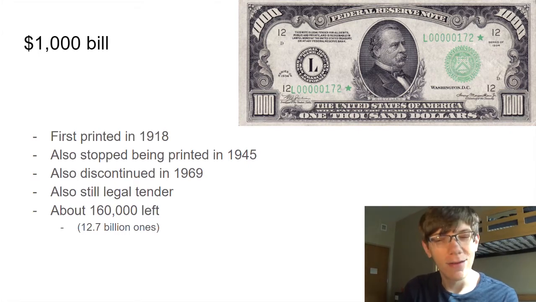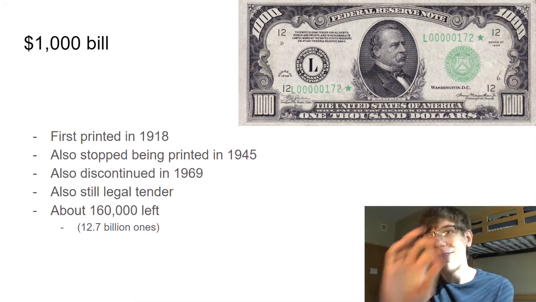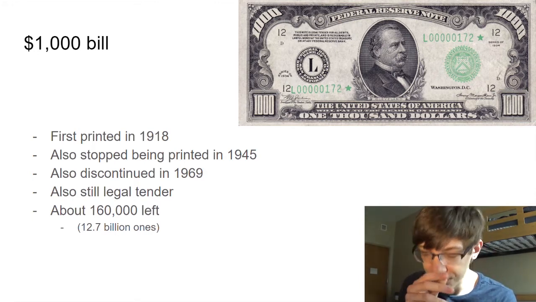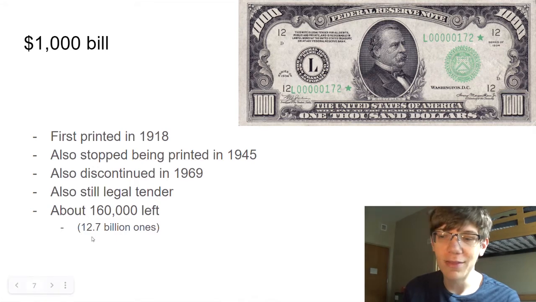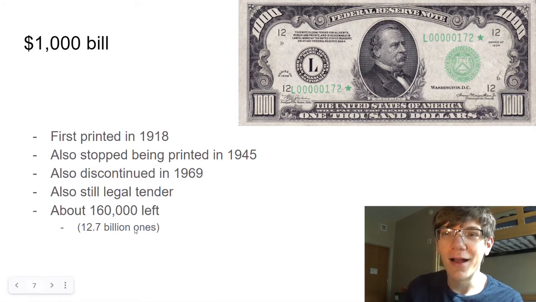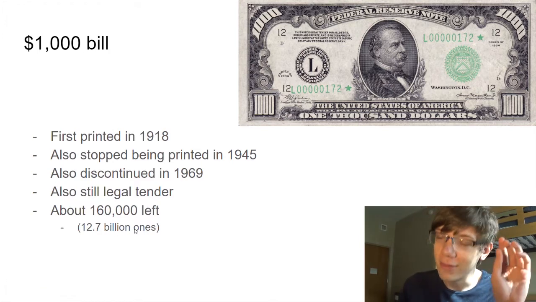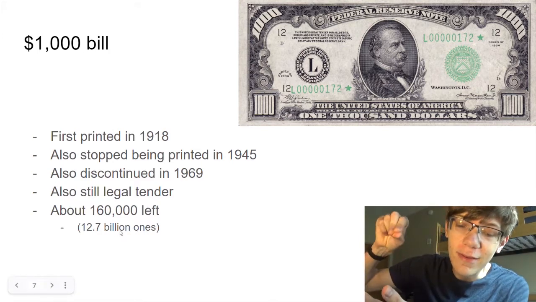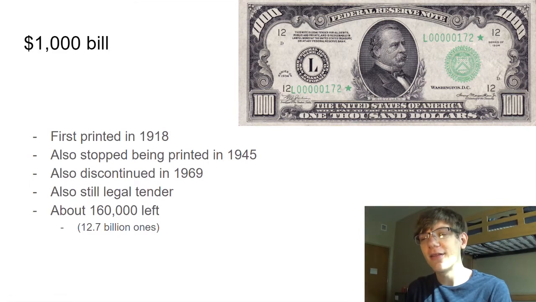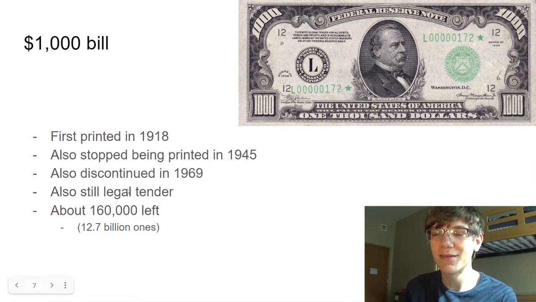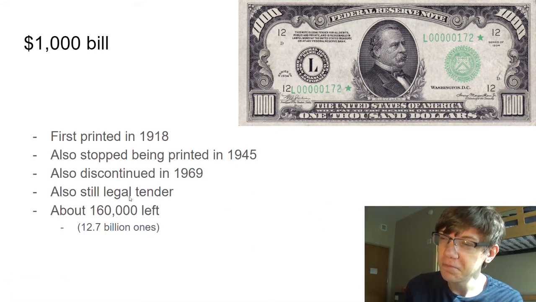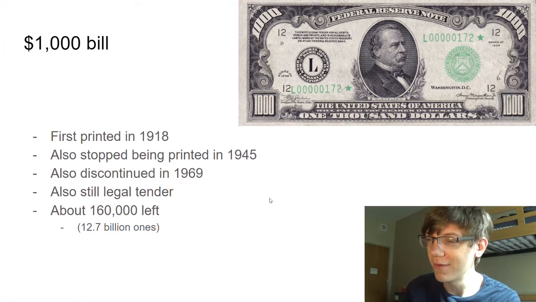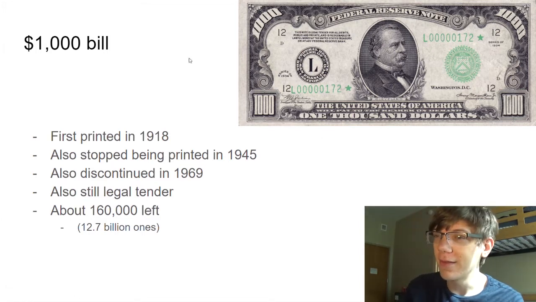Only about $160,000 $1,000 bills are left, it's estimated, which does sound like a lot of bills, I think, until you realize that there are 12.7 billion $1 bills in circulation right now. So compare that to 160,000. 160,000 actually doesn't sound like that much. At this point, it's like 0.1%, something like that, of 12.7 billion. Is that right? Probably.